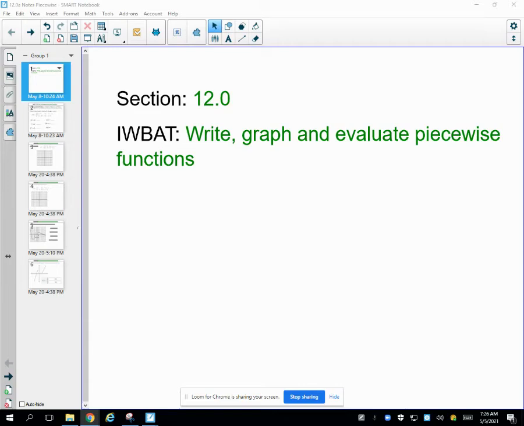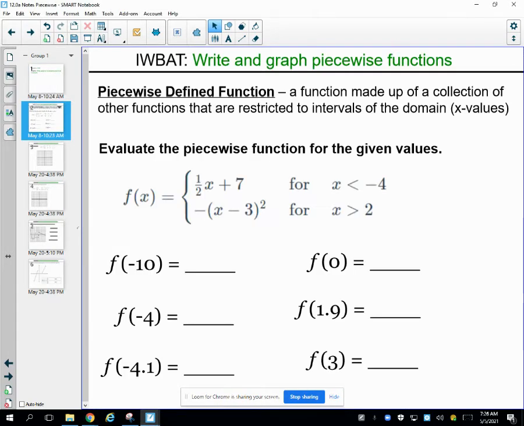Functions, how we write them, graph them, and evaluate. So first things first is, what is a piecewise function?